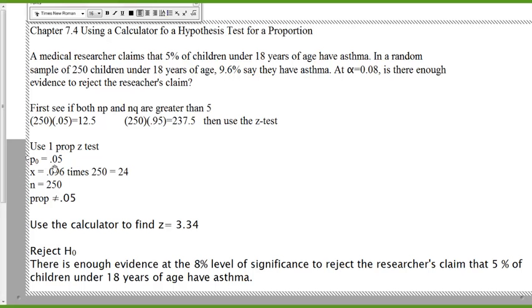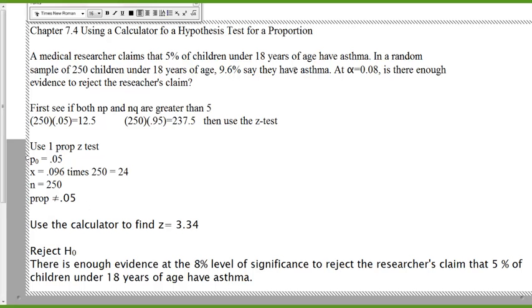And p0 is the 5% that you see here, the claim. x is going to be the 9.6%, which I'm going to change to 0.096 to write it as a decimal, times n, which is 250. That gives me 24 for x. Then n is 250, and my claim is going to be that it's not equal to 0.05.